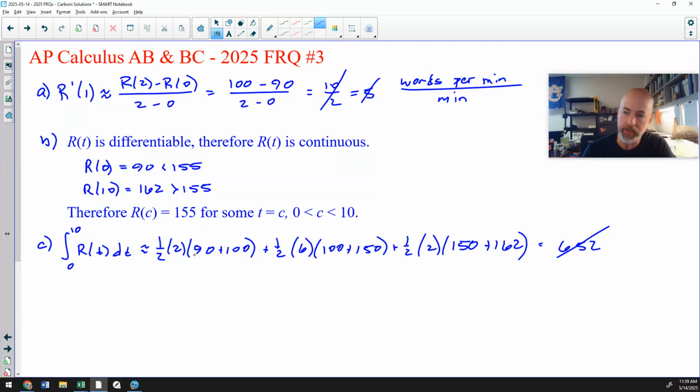You also can write the sum of the bases. So you say half of 2 times 190, half of 6 times 250. But I like to leave it like this.